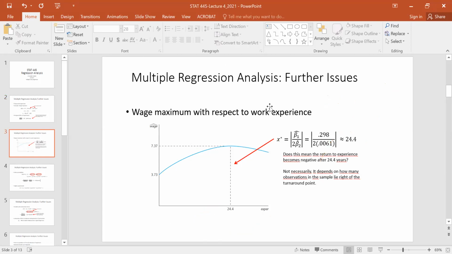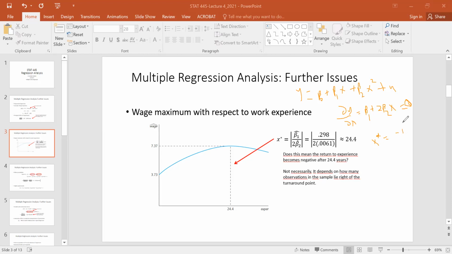Okay, this looks like you should be able to tell that, right? If you set dy/dx equal to 0, this is what you have. If you have y equals beta 0 plus beta 1 x plus beta 2 x squared plus u, then dy/dx will be what? Beta 1 plus twice beta 2 x equals 0. So if you solve for x, the stationary, the turning point x star, will be what?